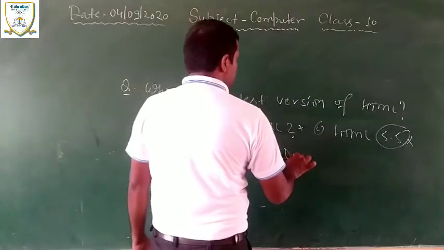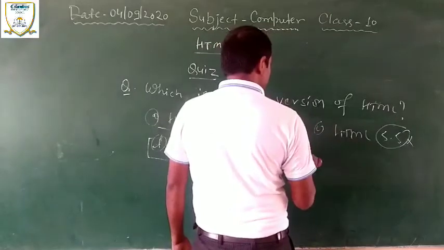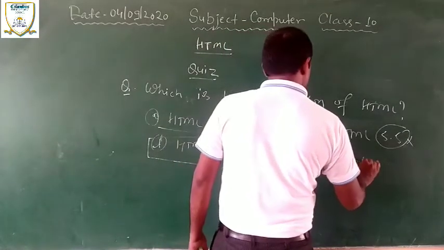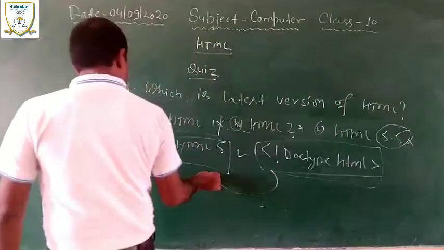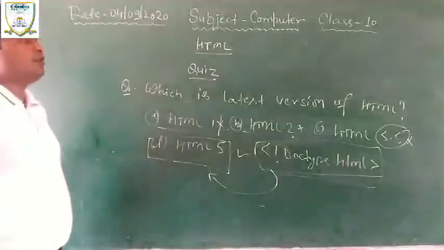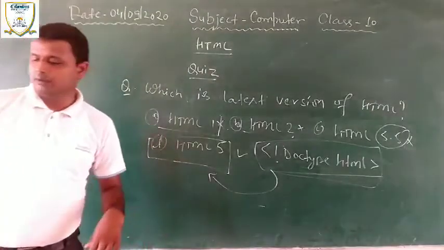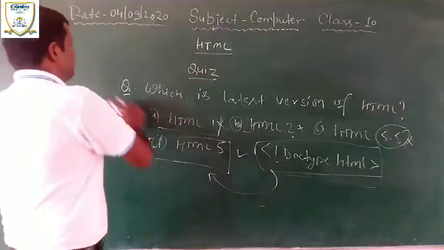When you write this type, doctype HTML, this tag represents HTML5. Doctype HTML represents HTML5. It is the latest version. Okay, hope everyone understands.